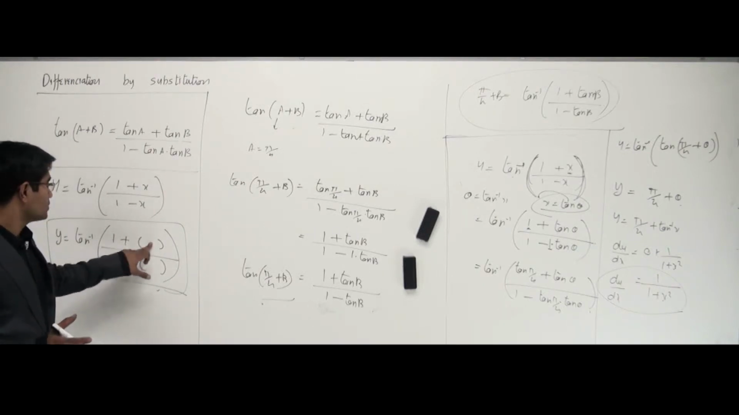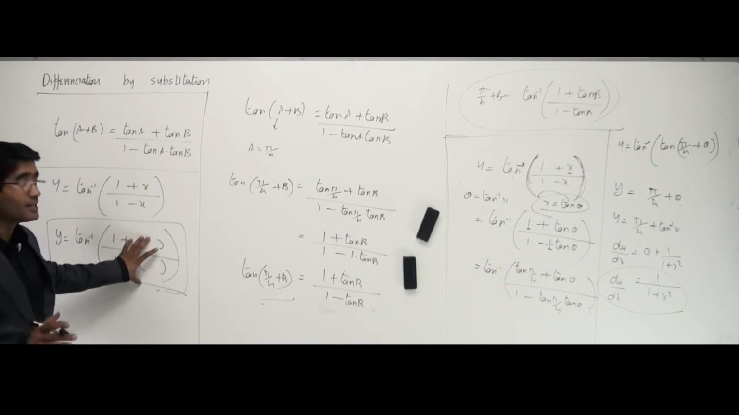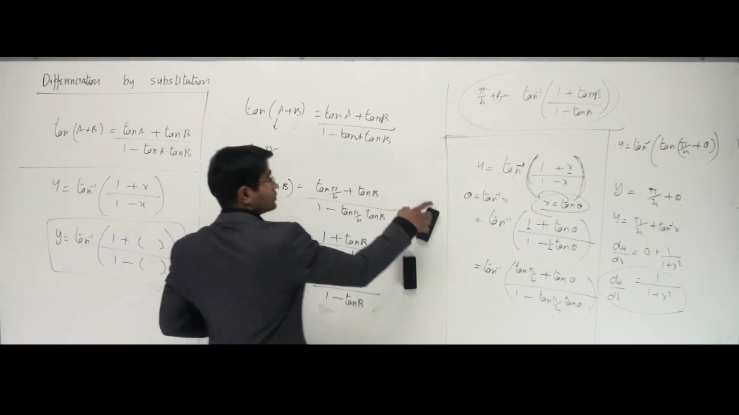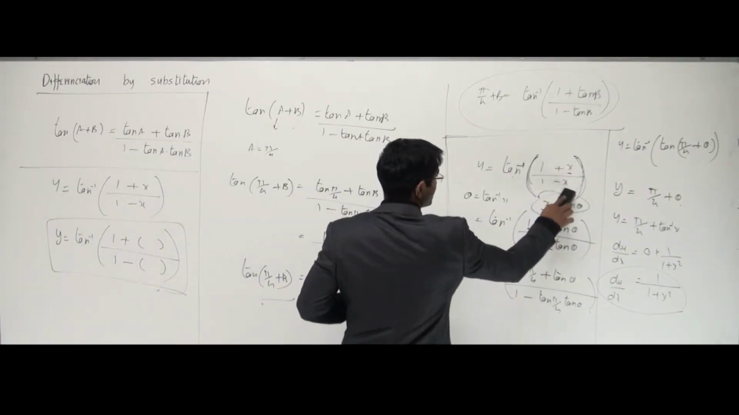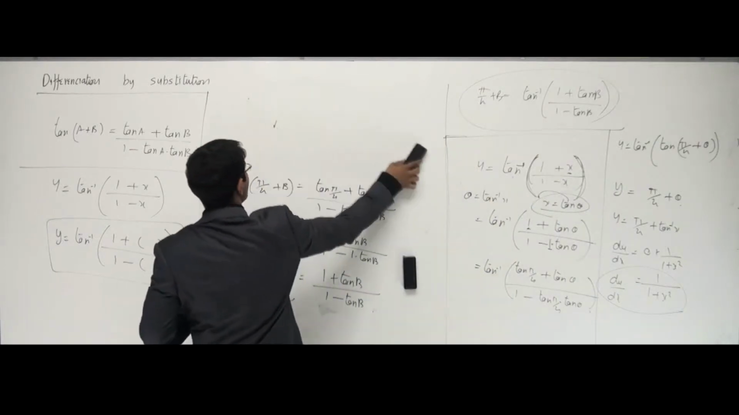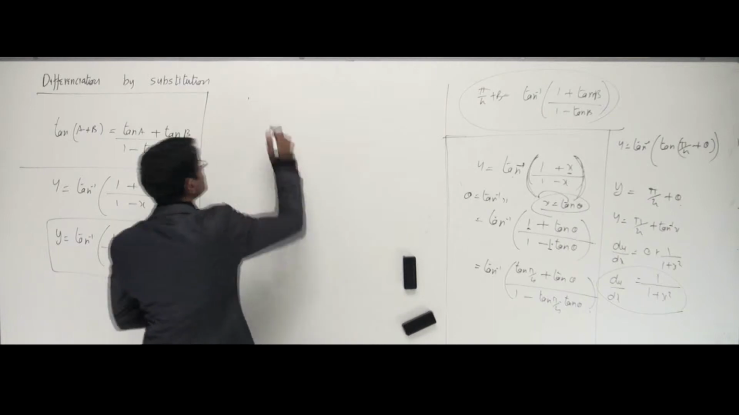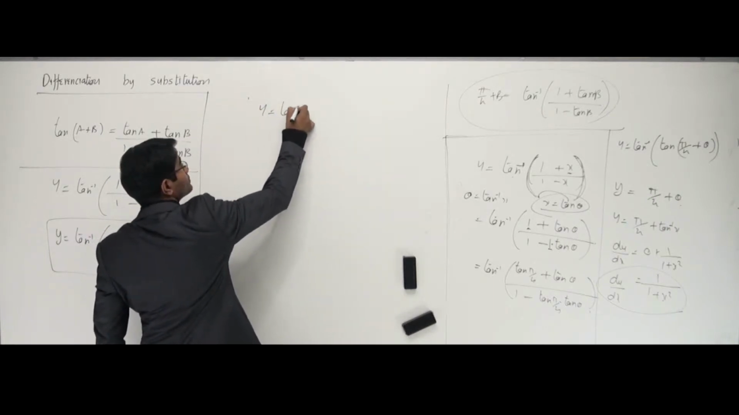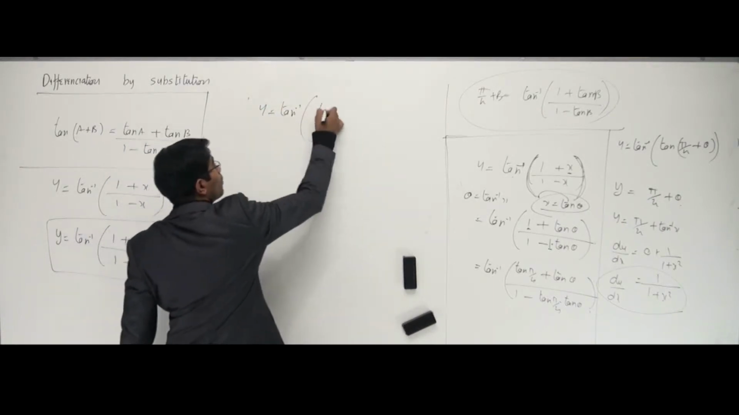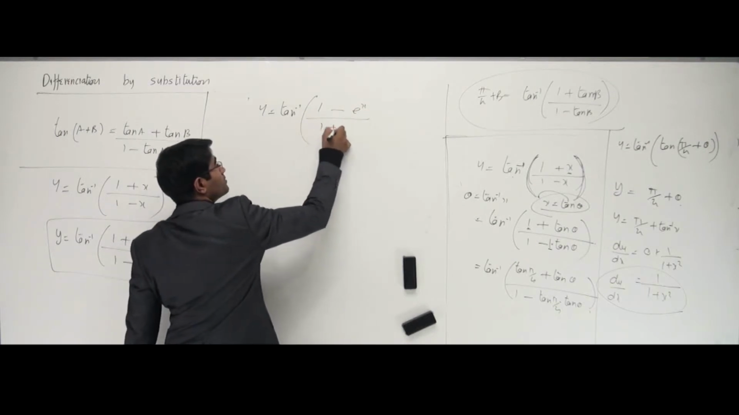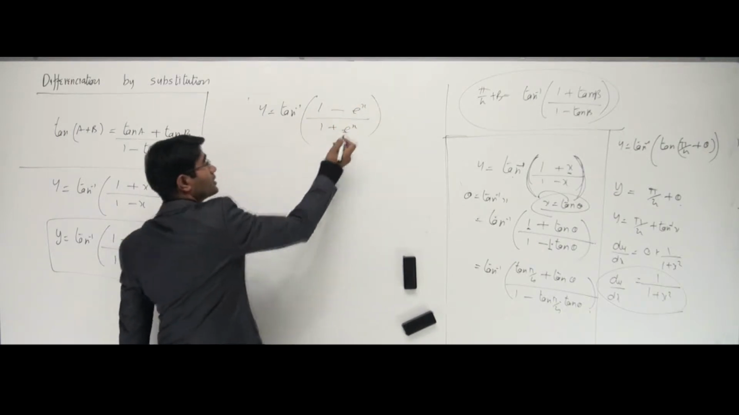That's it. So let me do some more problems based on this second type, where this was the general thing that this guy was x and x, and I took this x as tan theta. Now what if I have another problem which looks like, let's say, y is equal to tan inverse of, so he's giving you something like 1 minus e power x by 1 plus e power x, some function, all right?